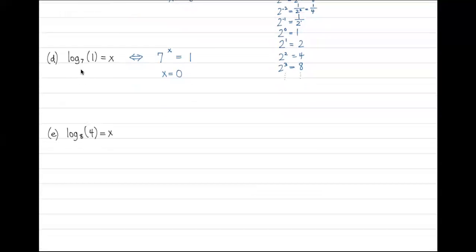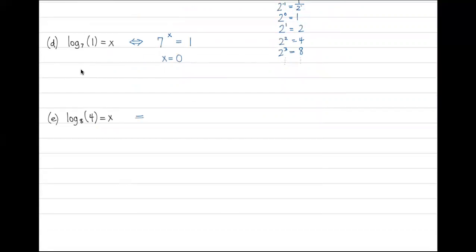All right, so this one is going to be a little bit trickier. You might not notice that on the surface, because it's still got the x over here. We're trying to solve for that exponent. So let's write it in: 8 to the power of what gives me 4?